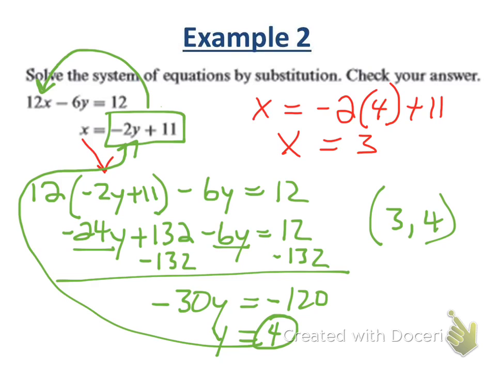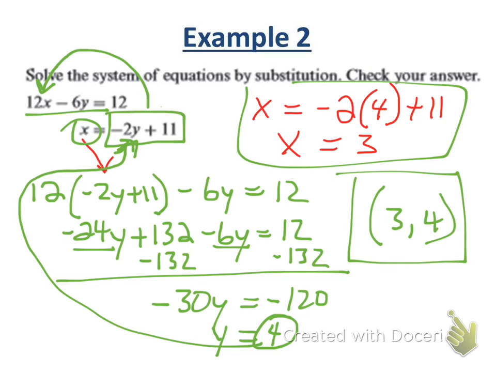Check it. What's 12 times 3 minus 6 times 4? It's 12, right? And is 3 equal to negative 2 times 4 plus 11? We know that because that's the equation we just solved for. All right? So the solution is indeed 3, 4.